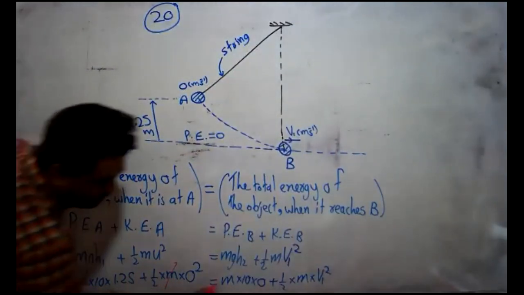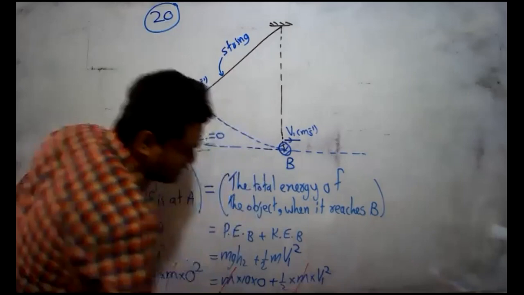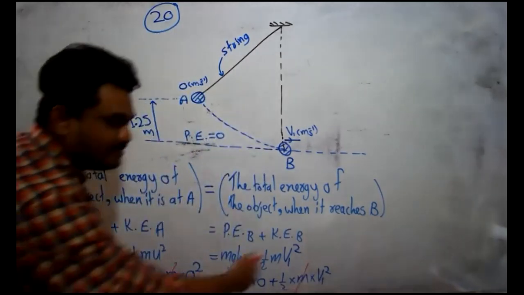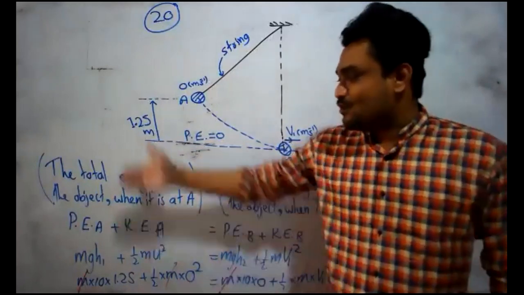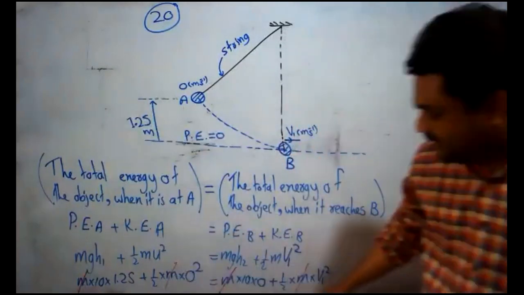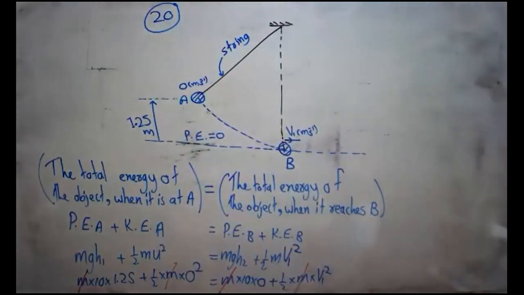M can be cancelled out. So as all the m terms are cancelled out, we don't need m even though it is given. So please write them all. Try to find the velocity we want. Give a try.